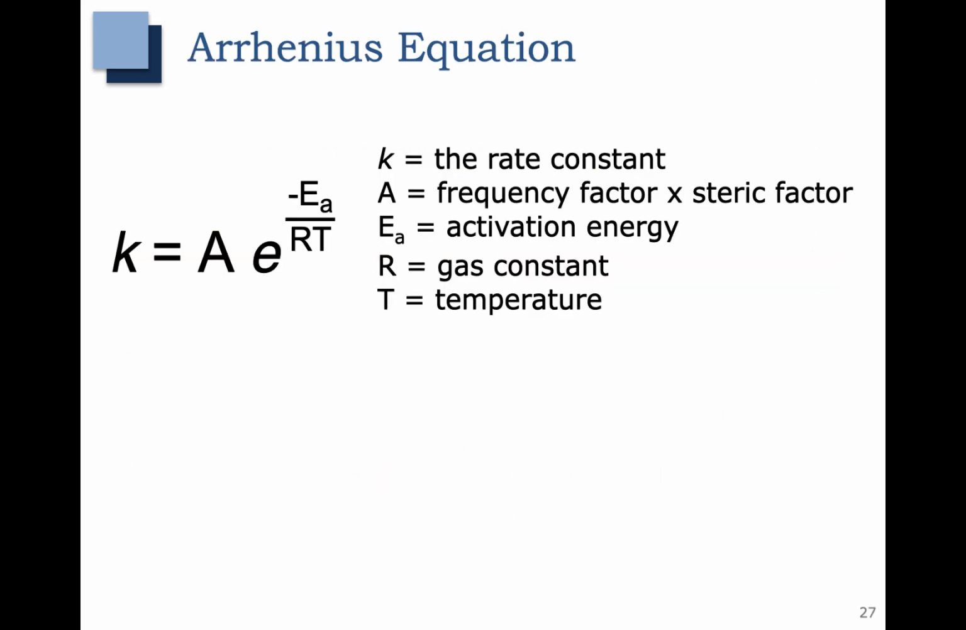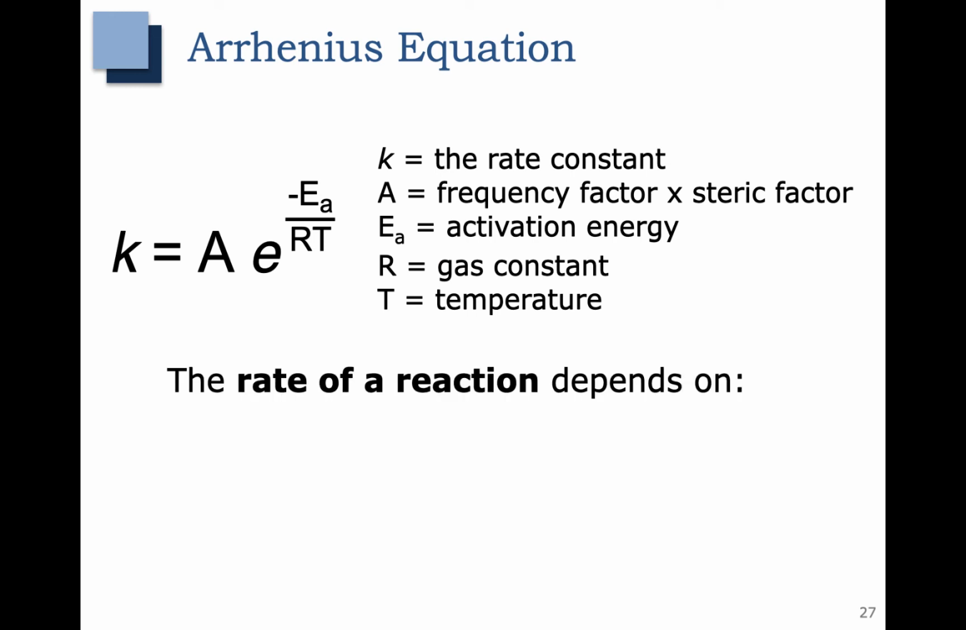Now let's talk a little bit more about that rate constant. The rate constant is shown here in the Arrhenius equation, and you can see that the rate constant is dependent upon several things. The rate constant is directly related to A, the pre-exponential factor. The pre-exponential factor is a combination of the frequency factor and the steric factor. And you can also see that the rate constant is related to activation energy and temperature. R, of course, is the gas constant. It also plays a role, but that doesn't change.